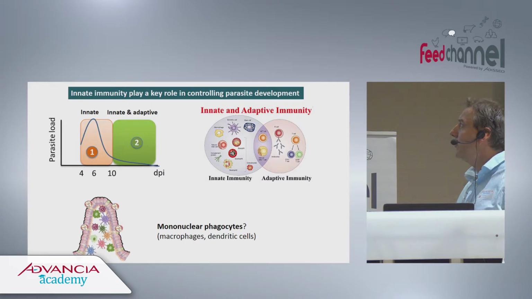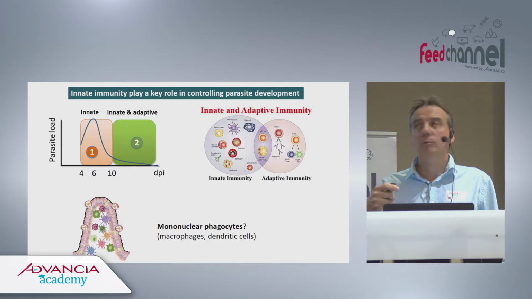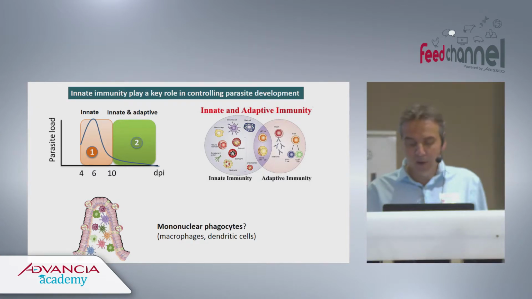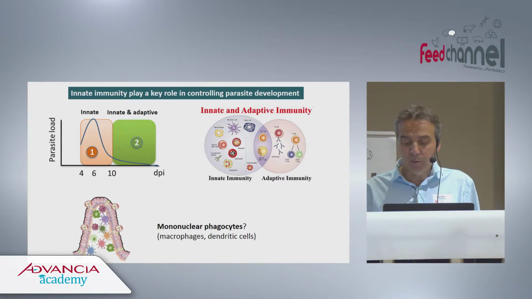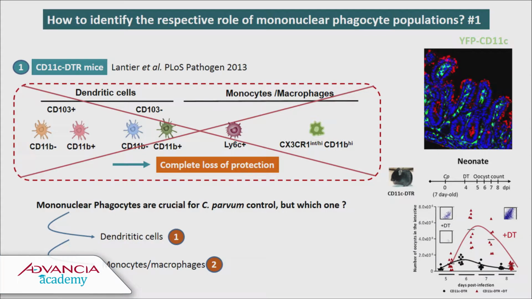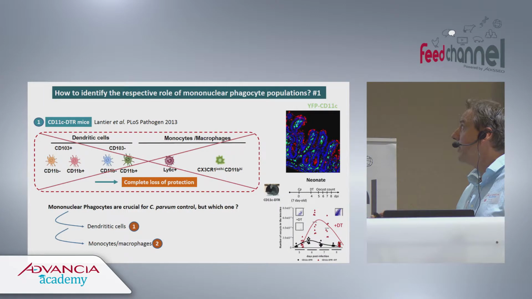We first started to look at mononuclear phagocytes. It's a large family where you can find macrophages or dendritic cells, and we wanted to know if these cells were important, and which ones. So the first model that we used was the CD11c-DTR mice, whatever the name is for you. Just remember that with that model, we can have a transient depletion of all mononuclear phagocytes, all this family: dendritic cells, monocytes, and macrophages.